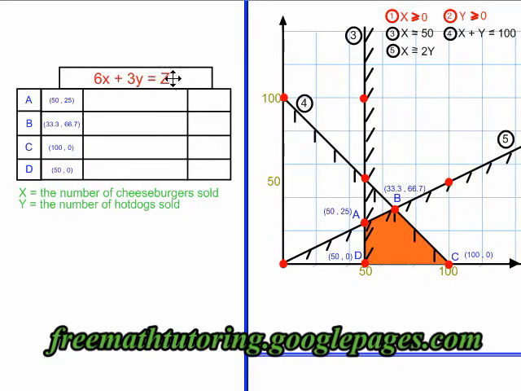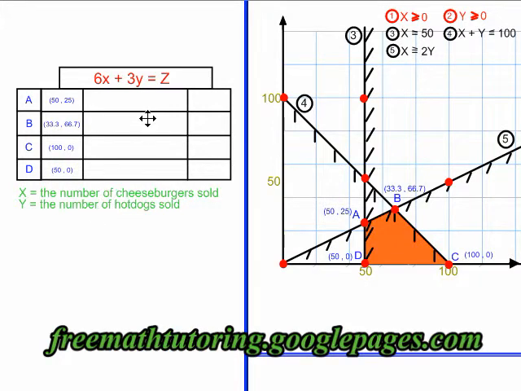My optimization function is given here on the top. And on the bottom, I need to know what my X and Y stand for. So in this case, I'm choosing to say X is equal to the number of cheeseburgers sold and Y is equal to the number of hot dogs sold.